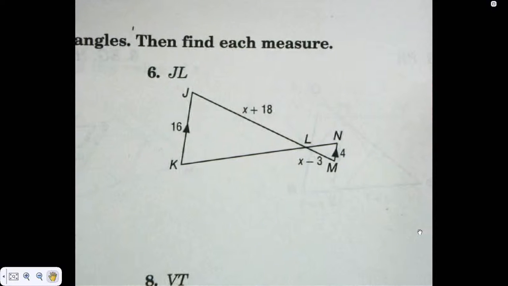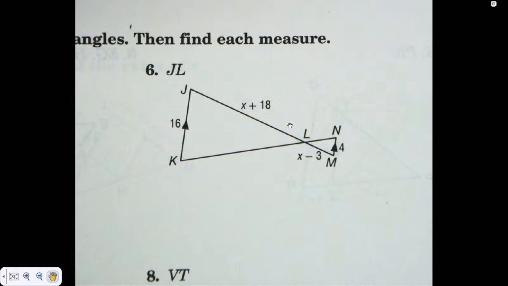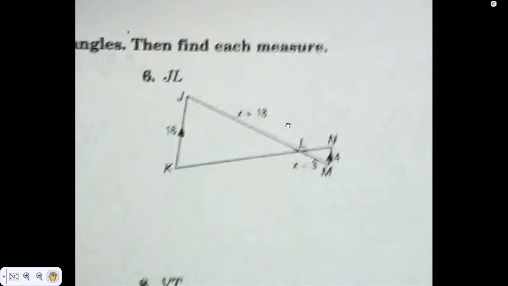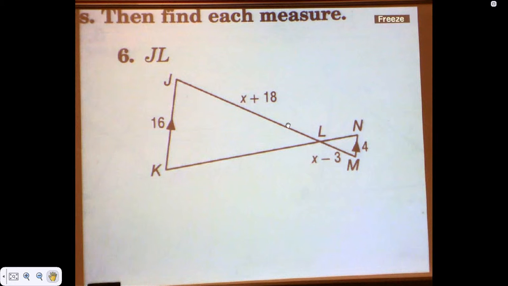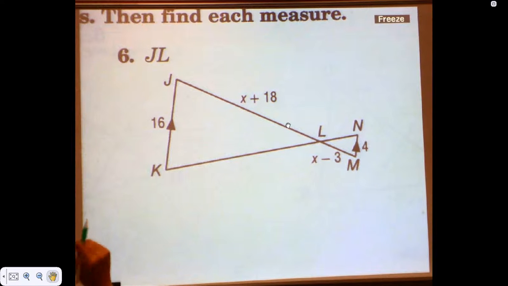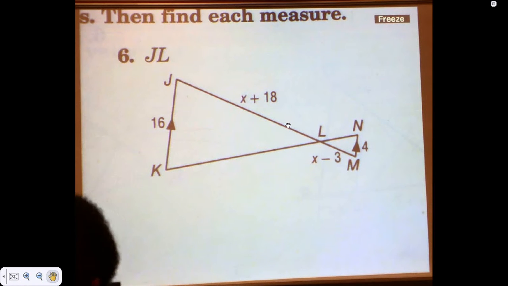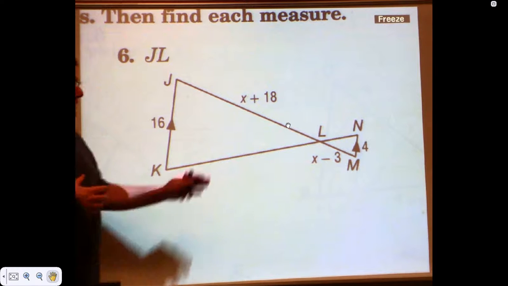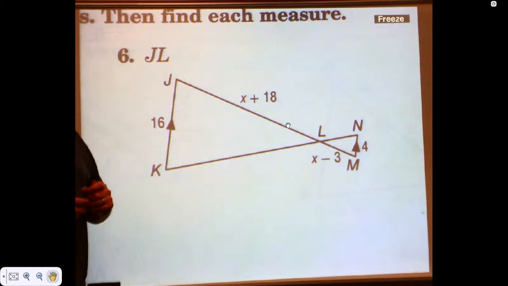They ask us to find the two triangles that are similar, and then find the measures and find the variable. So what they're asking us to do is look at this, right, Brooke, and determine whether they're similar.